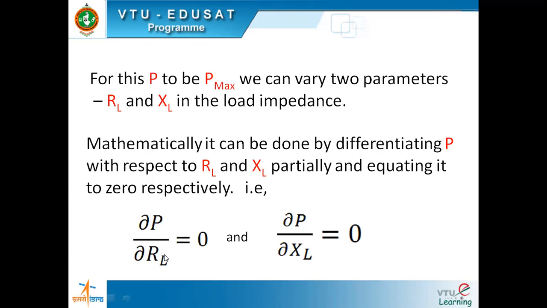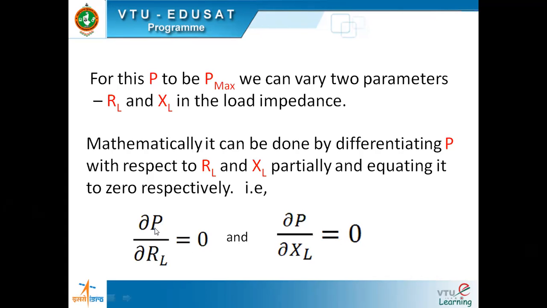So there are two ways in which we can see the variation in P. Once by varying RL, so when we are varying RL, I'll keep XL constant. And the second case is by varying XL by keeping RL constant. That is why it is called partial differentiation. Okay, and why this has to be equated to 0 after differentiation? When would this differential be 0? When this P is constant, it would be 0.